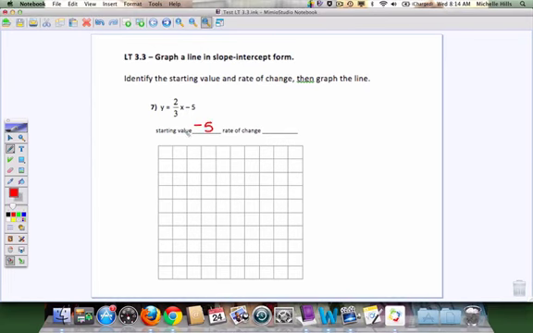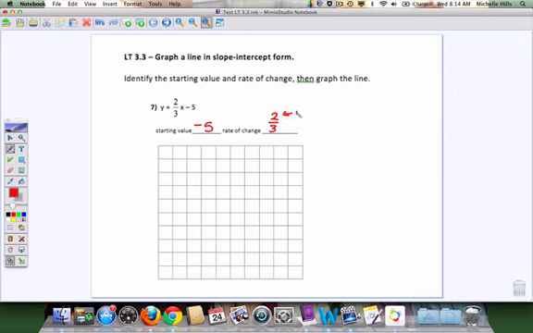Now the reason that works is because points on the y-axis have an x value of 0. If I substitute 0 in for the x here, 2/3 times 0 is 0, and then 0 minus 5 is -5. The rate of change is the slope. That's the coefficient of my x value, which is 2/3.